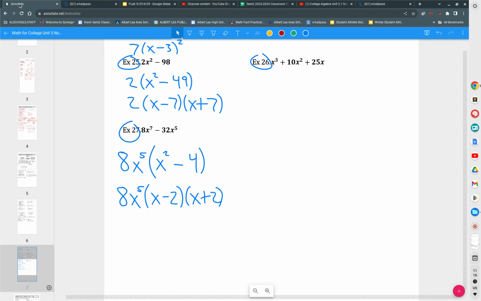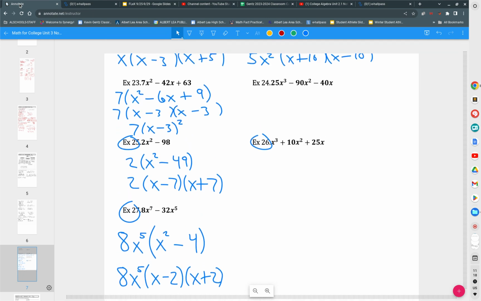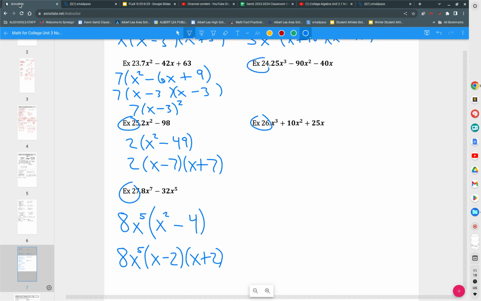Okay, I wish I would have put this in a little bit different order. We're actually going to do example 24 down here, and I'll put 26 right up here. So 26 I'm going to do above it, and 24 I'm going to put below it. 26, what's the common factor? Take out the x, you have x squared plus 10x.